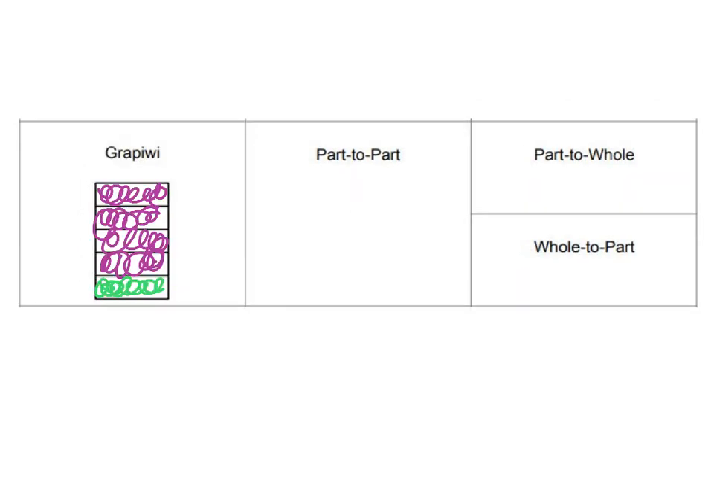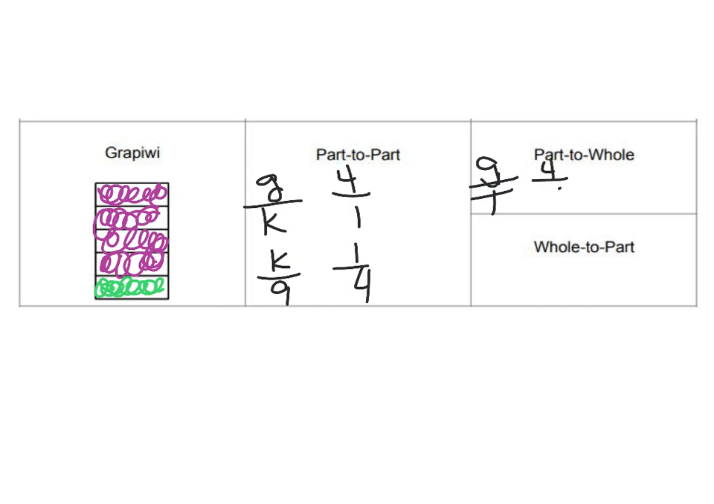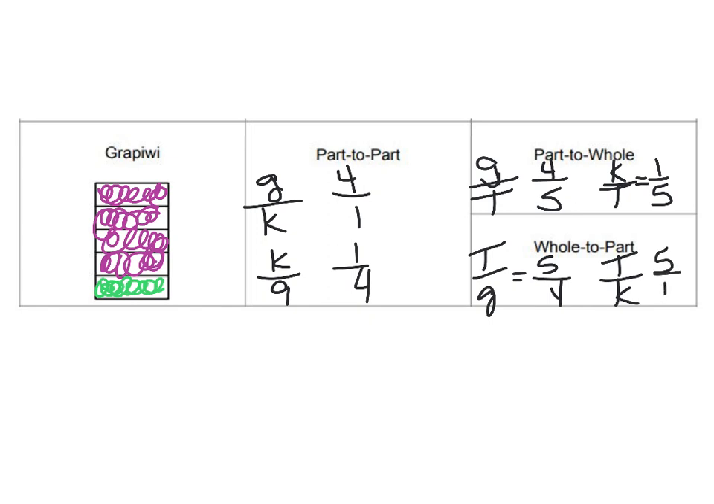Okay, so here is grape to kiwi is 4 to 1. Kiwi to grape is 1 to 4. Grape to total is 4 to 5. And kiwi to total is 1 to 5. Total to grape, 5 to 4. And total to kiwi is 5 to 1. Oh, I got mixed up in there a little bit. Okay, so make sure you checked all your answers. Make sure that you have them correct.